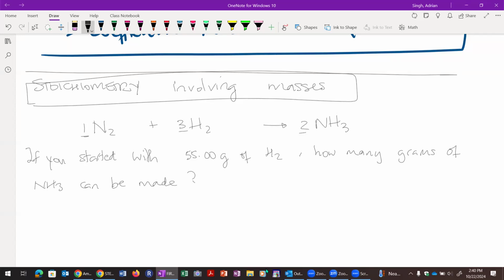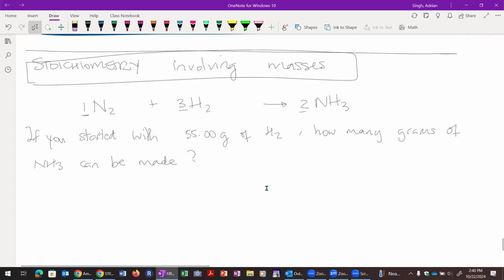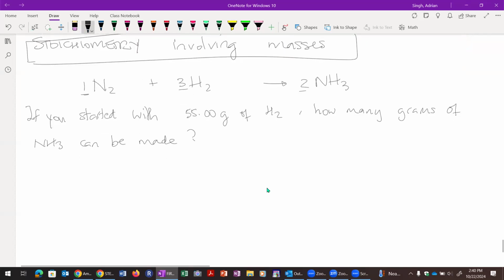Okay, so a couple things, just like in the previous examples. We have a balanced equation and we're given some information. Now we're trying to relate. What is it that we're trying to find? We're trying to find the grams of ammonia, right? That's this thing here. And we're given the grams of hydrogen, which is this thing here. So we are relating the hydrogen to the ammonia, right?